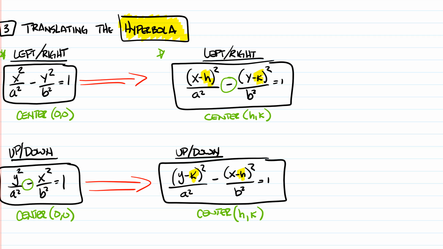This is an up-down hyperbola because the a squared is underneath the positive one, which is a y squared, and y's go up and down. So similarly, when I transform this into an up-down hyperbola, the a squared is still going to be underneath the y, and I've got an h and a k. So I'll give you a minute to copy that down if you need to.